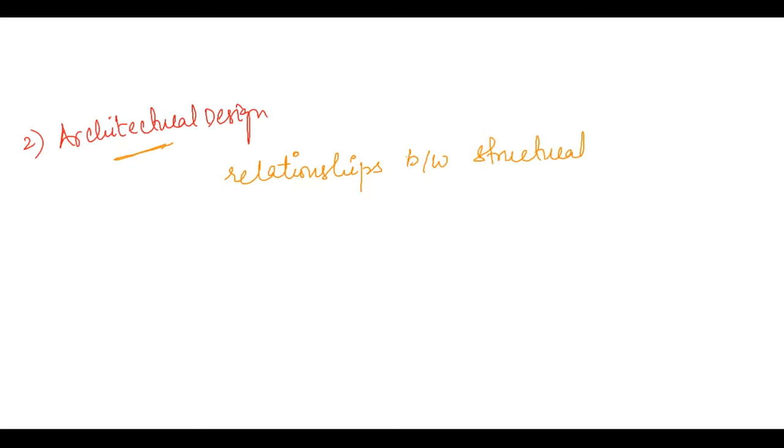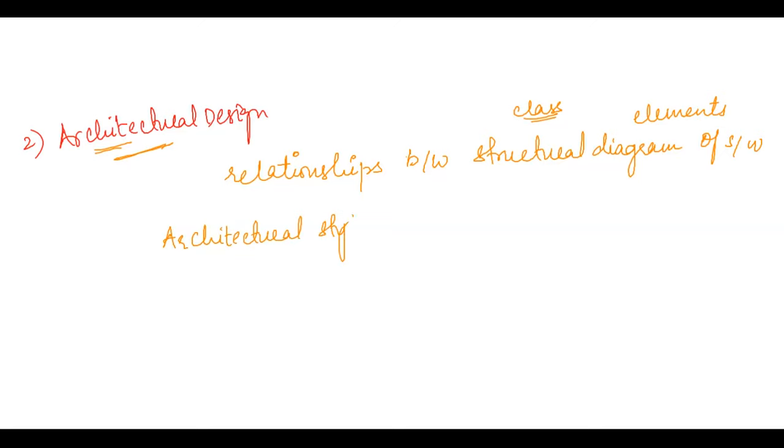What is a structural diagram? An example of a structural diagram is a class diagram. You can say structural diagram, or you can say the elements. So it is going to identify the relationships between the different structural elements of the software. As the name suggests, the architectural design is also going to identify the different architectural styles, which we will study after we complete design engineering. It will identify the architectural styles and the different design patterns that you are going to use.